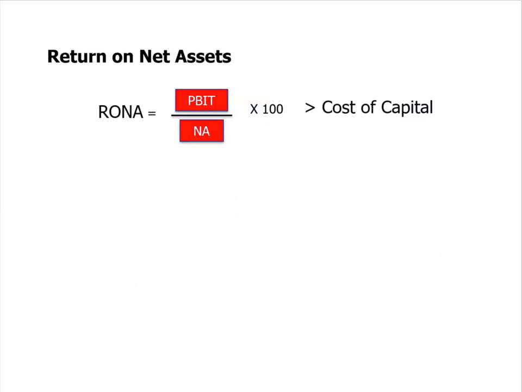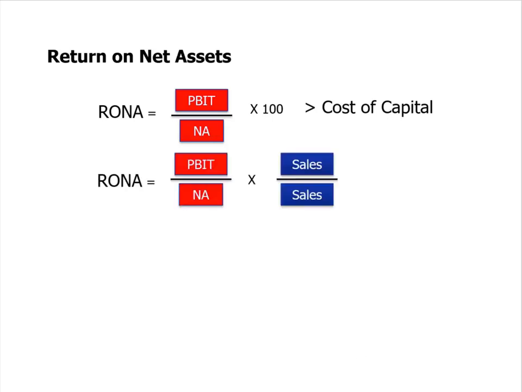So here we have the RONA formula, the operating profit over net assets, and in principle we want our returns here to be greater than our cost of capital, and cost of capital is something that we will cover in more detail at another time. I'm going to do something that might seem a little strange here, in that I'm simply going to take this formula and multiply it by sales over sales, which is of course the same as multiplying by 1, so it has no effect on the formula.